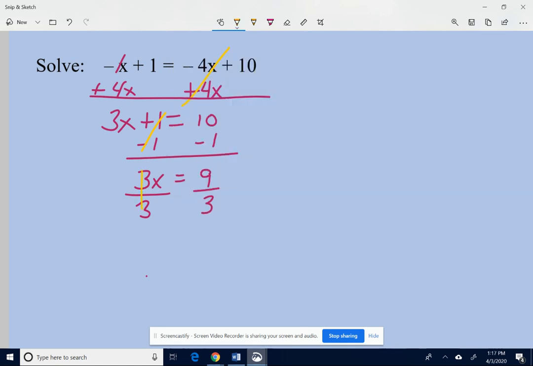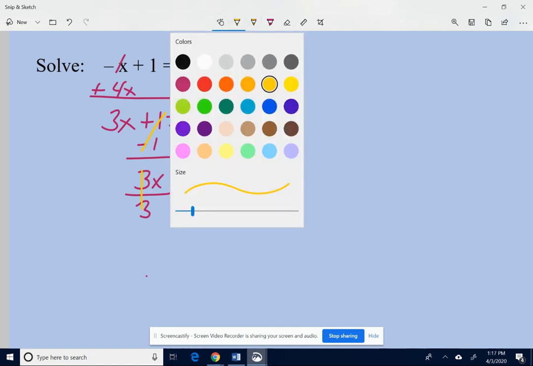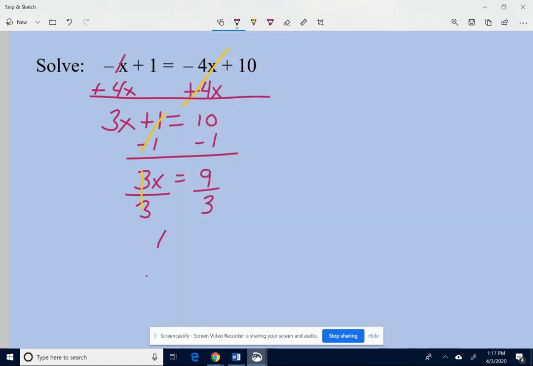When we do that, 3 divided by 3 is equal to 1. So we have 1x, which is x. And on the right, we have 9 divided by 3, which is 3. So this is just like a two-step equation. It's just that we had to get rid of one of the x terms first to get them all on one side. I decided to get rid of the subtracted 4x instead of the subtracted x.